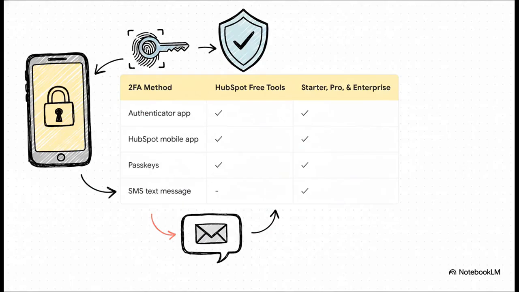Now, when you go to choose your method, you've got a few options, and this is actually pretty interesting. Everybody, whether you're on a free or paid plan, can use a secure authenticator app, the HubSpot mobile app, or passkeys. But notice that SMS text messages, that's only available for paid plans. And honestly, there's a good reason for that. Most security experts and HubSpot themselves will tell you to use an authenticator app over SMS anyway. Why? Well, SMS can be vulnerable to stuff like SIM swapping attacks. The app is just a much more secure, more robust way to go.